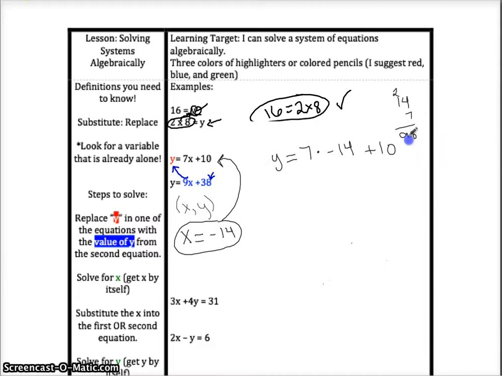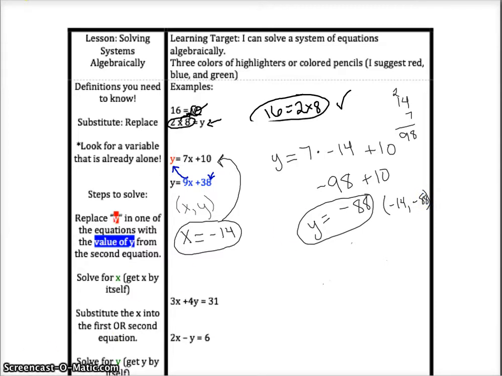Yes, so it's 98. Negative 98 plus 10 is negative 88. So y is negative 88. So your solution is, you've got an x and a y now. So your solution is negative 14, comma, negative 88.